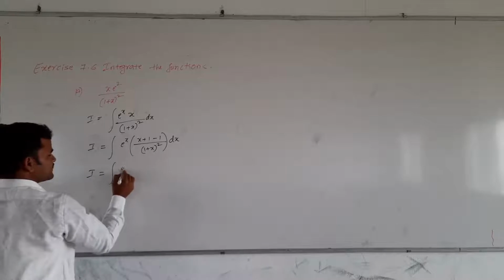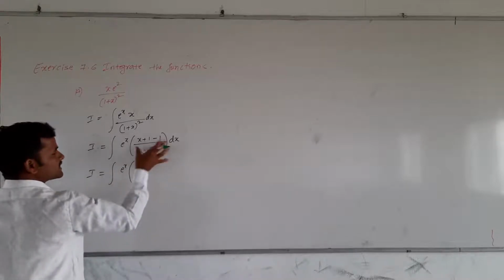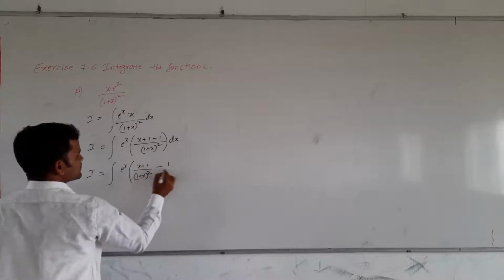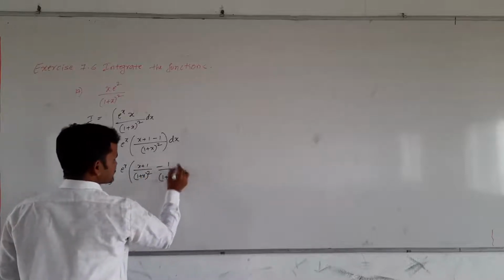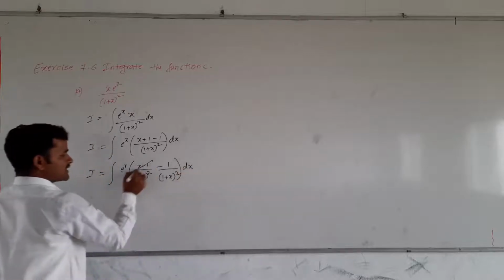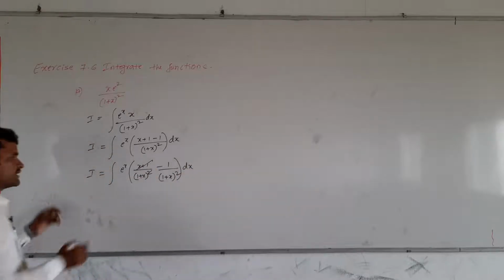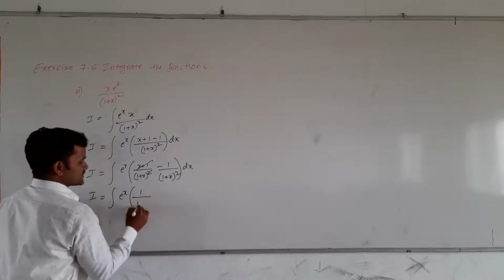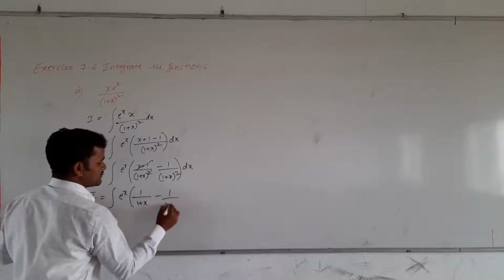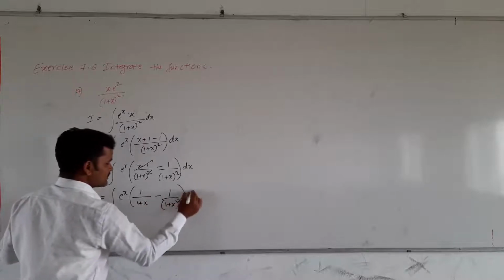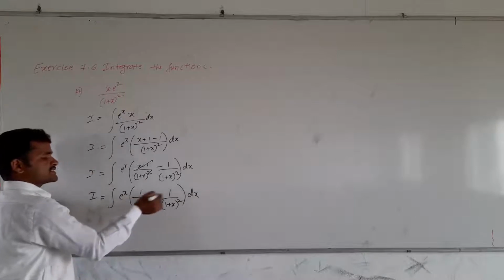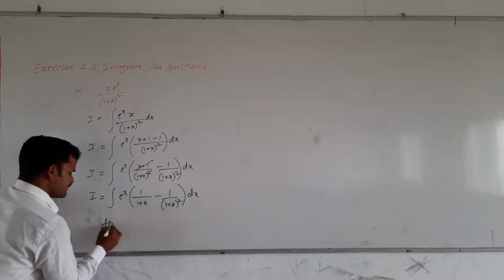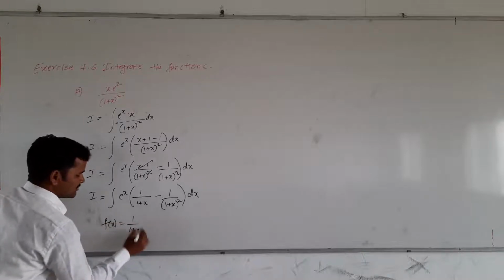I is equal to the integral of e raised to x into [(x plus 1) by (1 plus x) whole square minus 1 by (1 plus x) whole square] dx. One time x plus 1 gets cancelled out. I is equal to integration of e raised to x into [1 by (1 plus x) minus 1 by (1 plus x) whole square]. Now you check whether the differentiation of the first function gives us the second one or not. Yes. f of x is equal to 1 by (1 plus x).